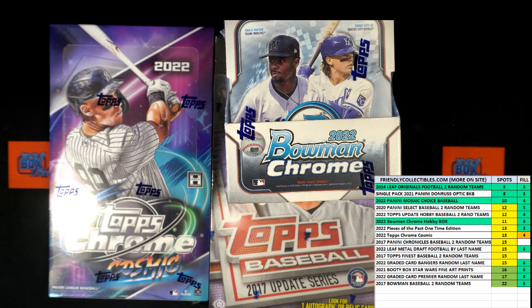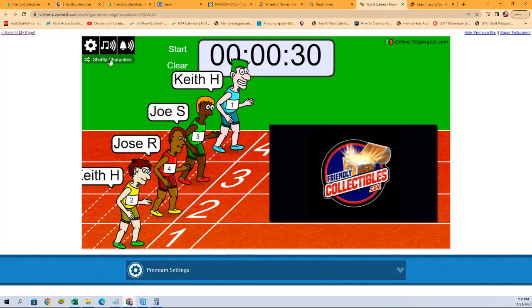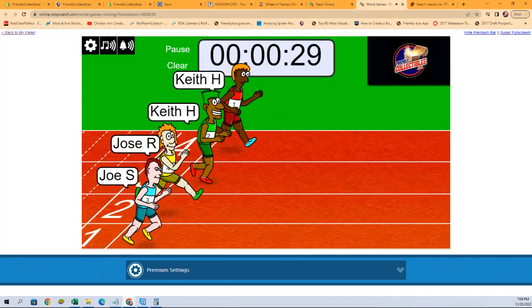This is going to be filler B right here. We got Keith, Joe, and Jose. One race winner is going to get two spots in Bowman Chrome 30-second sprint. So let's go ahead, shuffle seven times. That's three, four, five, six, and seven. All right, start the races.